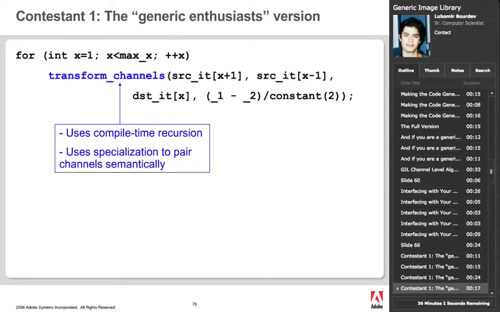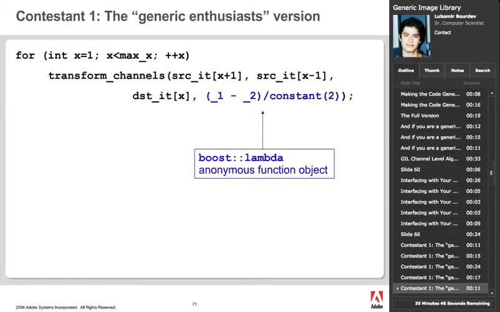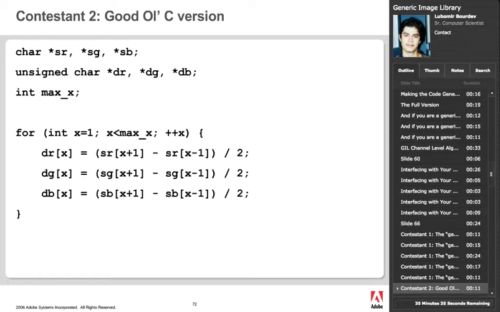Transform channels uses compile-time recursion and invokes the function object for each set of channels paired semantically. And in order to pair the channels semantically, it uses fully specialized channel accessor classes. And this Boost lambda anonymous function object is just pure magic. I hope I have convinced you that this is a pretty complex expression. Let's compare it to the good old C version that does the same thing. I don't even need to explain what it does here.